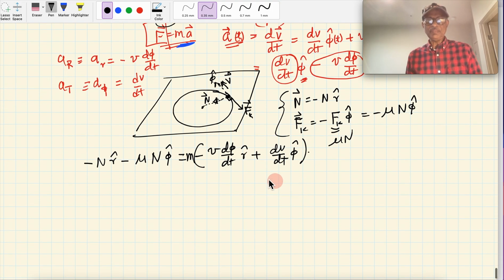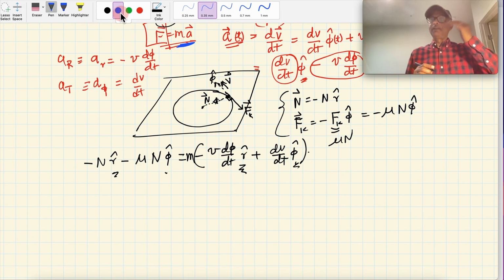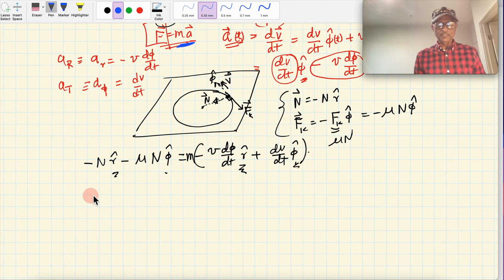Okay, so I make the r part equal to the r part and the phi part equal to the phi part, because they're 90 degrees to each other. Just like x goes to x and y goes to y, radial goes to radial and tangential goes to tangential. It's the same thing. So I've got minus n equals minus m v d phi dt, and minus mu n equals m dv dt.